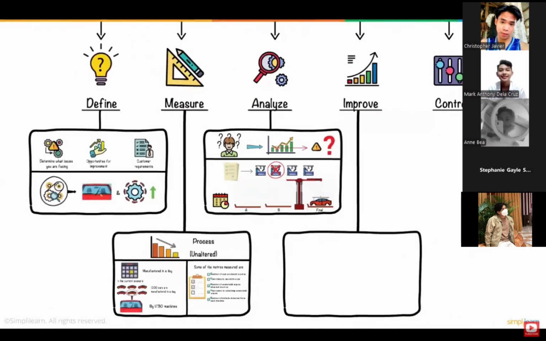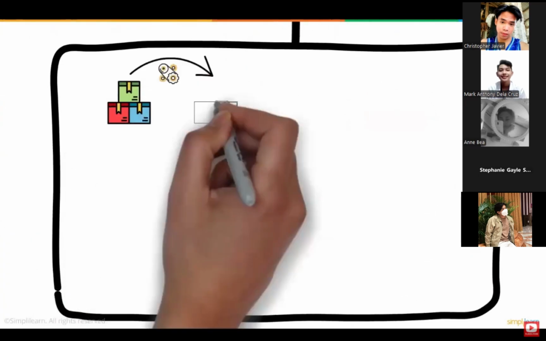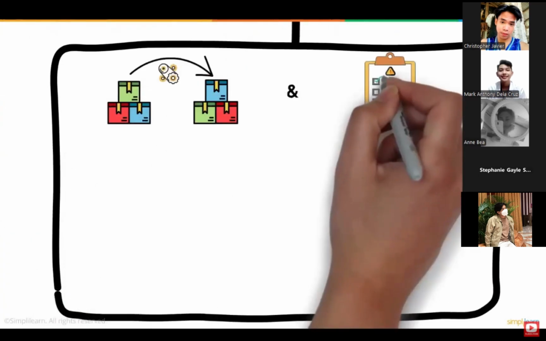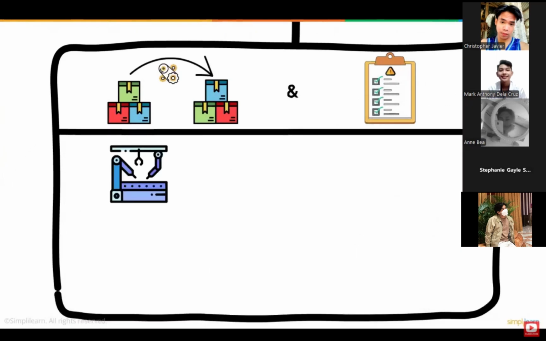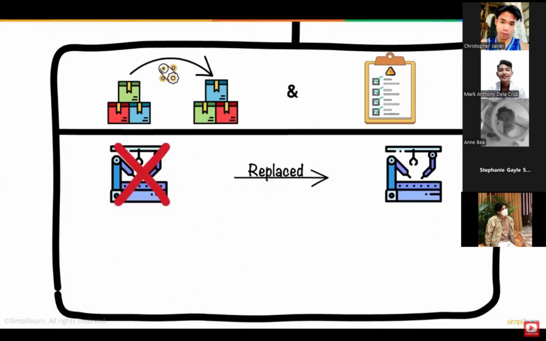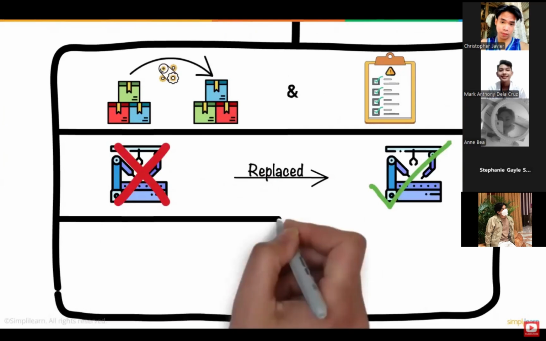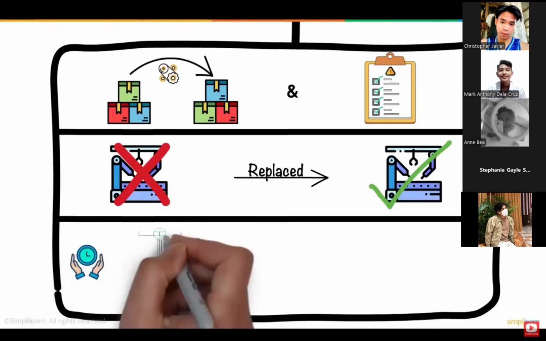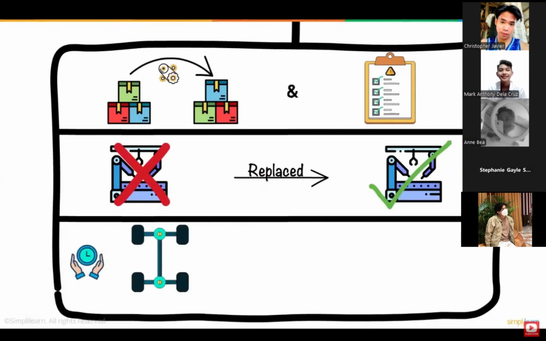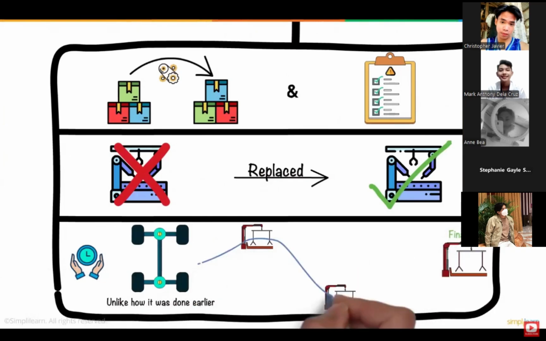Next, in the Improve phase, you make changes to the manufacturing process and ensure the defects are addressed. You replace the faulty machine that installed the windshield wiper with another one. You also find a way to save time by attaching wheels on the frame in the initial stages of the manufacturing process, unlike how it was done earlier. Now the car can be moved across the assembly area faster.